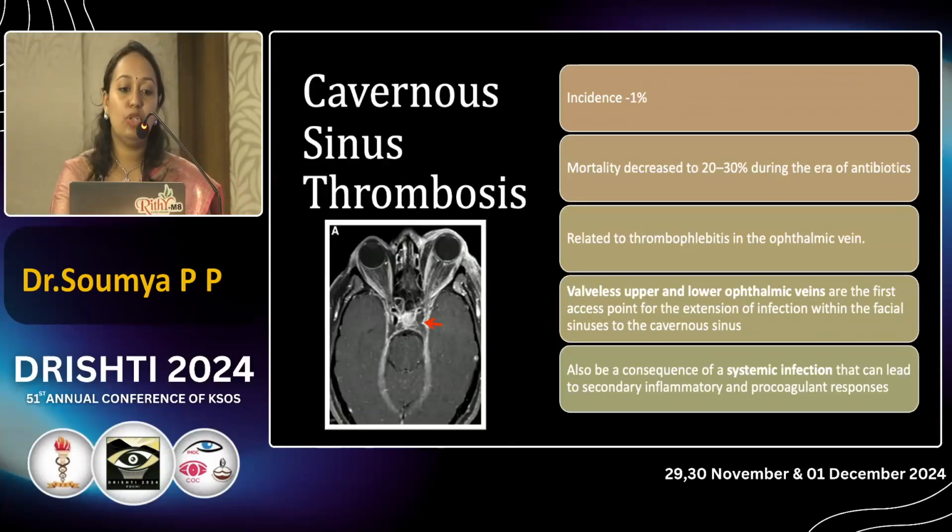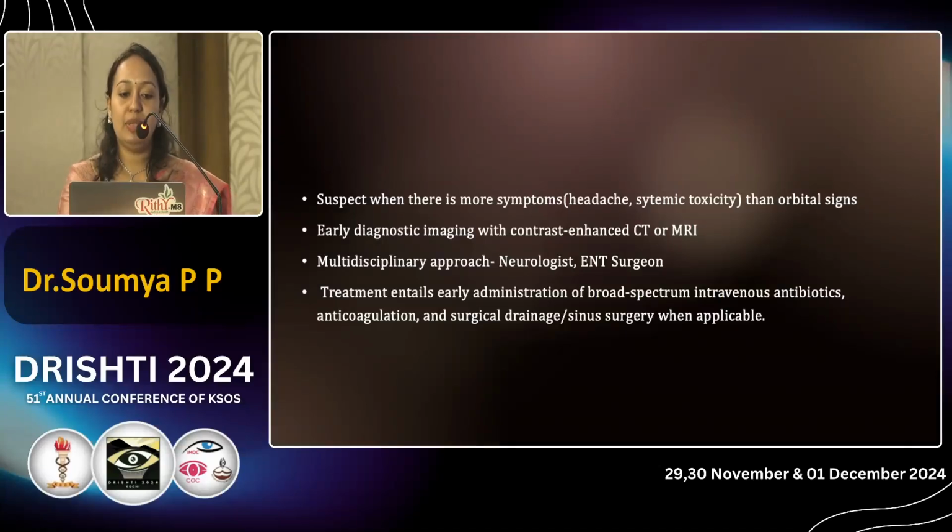The dangerous complication is cavernous sinus thrombosis. Even though incidence is very low, the mortality is high. It is related to thrombophlebitis in the ophthalmic vein, and sometimes it spreads through the valveless upper and lower ophthalmic veins, and also sometimes due to systemic infection leading to a procoagulant state. We should suspect it when there are more symptoms like headache and systemic toxicity than orbital signs. Early diagnostic imaging with contrast will help us, and a multidisciplinary approach with a neurologist and ENT should be done. The treatment entails broad spectrum antibiotics, anticoagulation, surgical drainage, and sinus surgery.